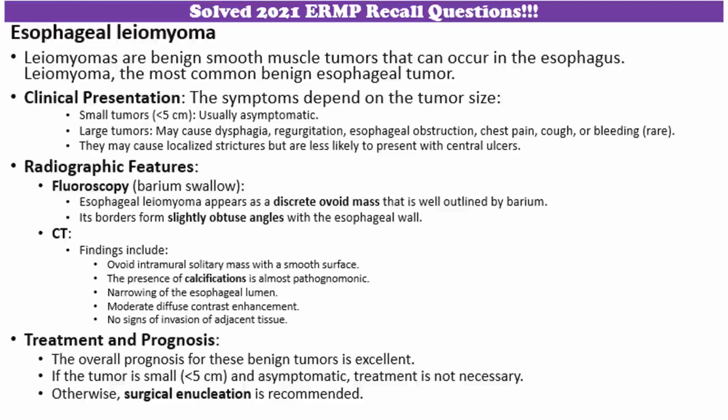Esophageal leiomyoma appears as a discrete ovoid mass, rather than strictures or ulcers, that is well outlined by barium. In contrast to acute angle with the shouldering effect seen in esophageal cancer, its borders of an esophageal leiomyoma form slightly obtuse angles with the esophageal wall on barium swallow.